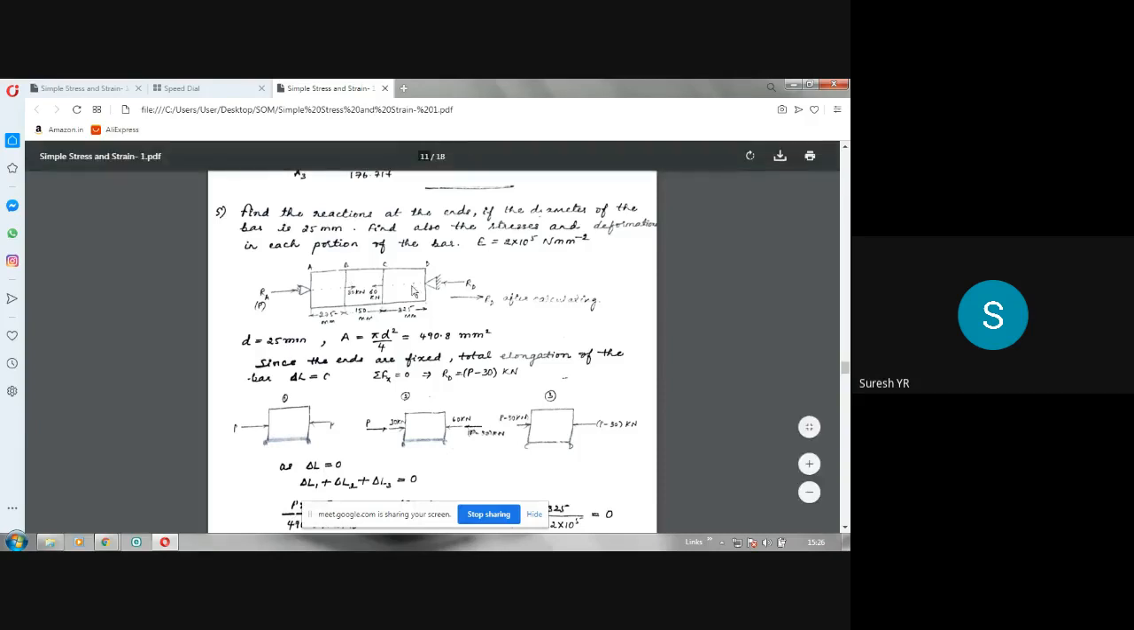Next, coming to the last one. Here we have seen that RD is equal to P minus 30. So there is a force of P minus 30 acting in this direction.